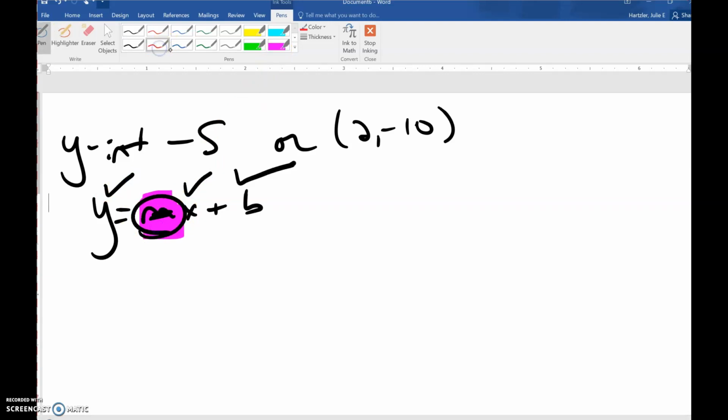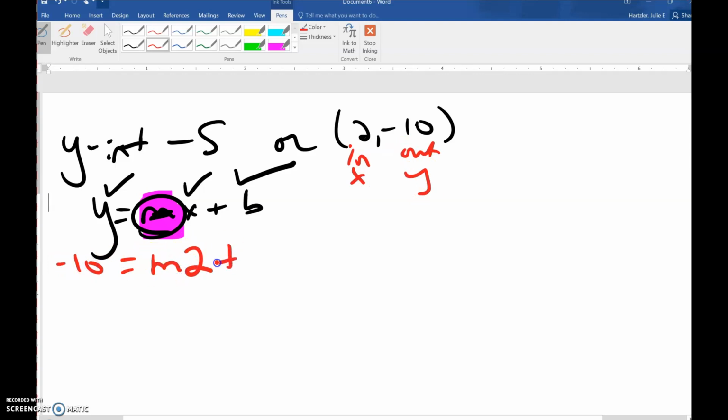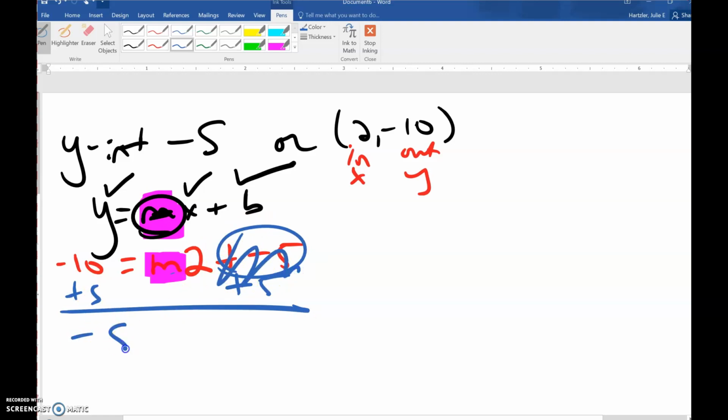So if I shove in my input, which is x, and my output, which is y, so my input is 2, my output is -10, m I don't know, and my b is -5. So again, trying to solve for that variable. There's adding and multiplying here, so we're going to need subtraction and division. So first, let's get rid of this guy. You always get rid of adding first, because you're doing order of operations backwards. And divide. So m is -5/2.